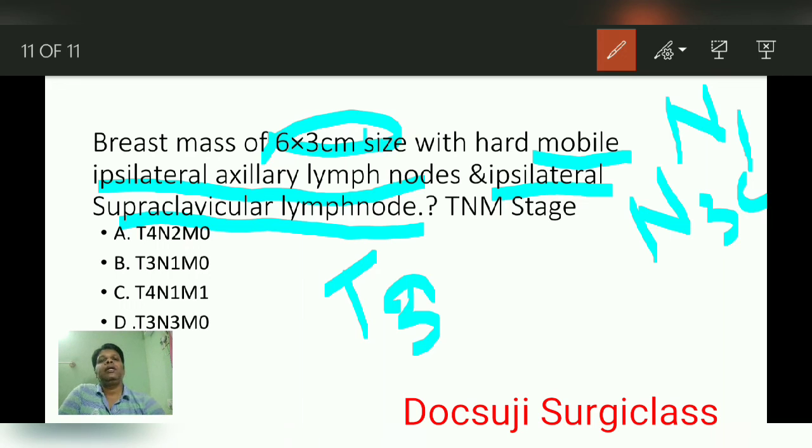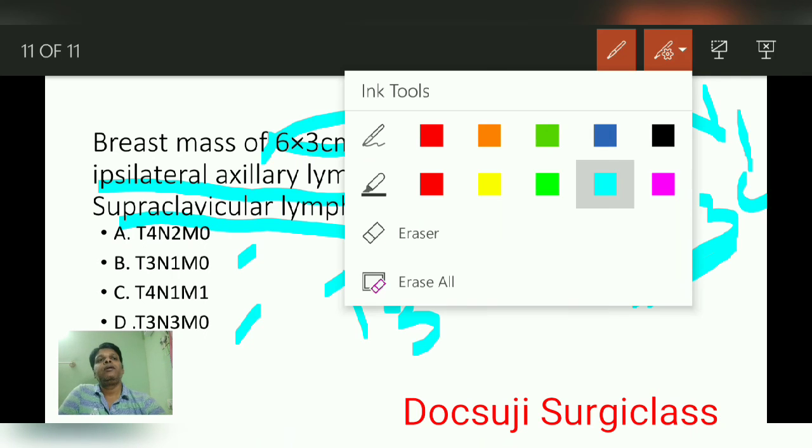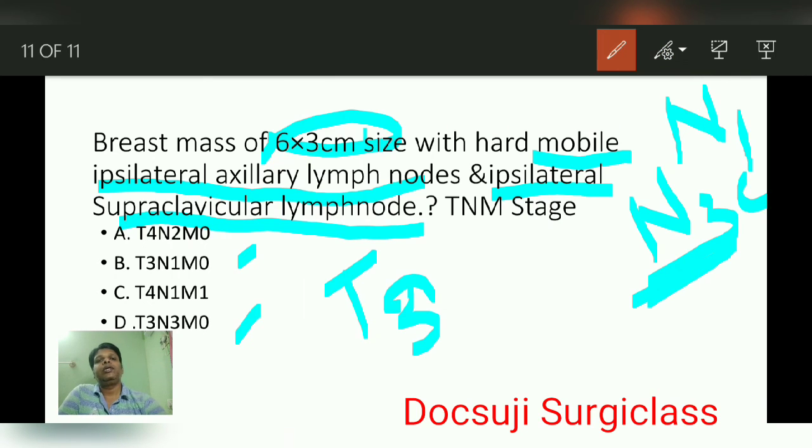With that you have to look at the options here. T3 comes only in B and D. If you watch carefully, you have two nodal stagings, N1 and N3C. Here you have to take the maximum one, which is N3. So your answer will be option D, that is T3 N3 M0. That is the answer for this question.